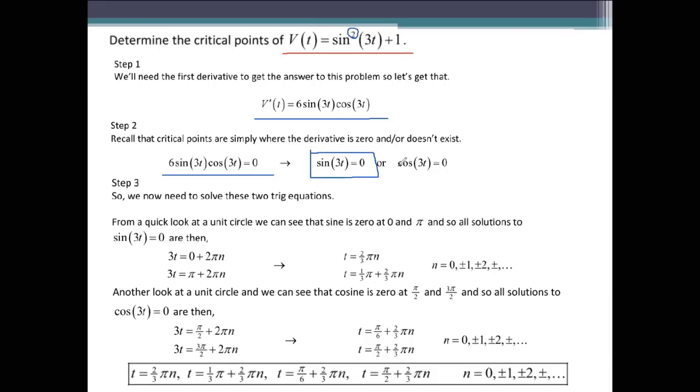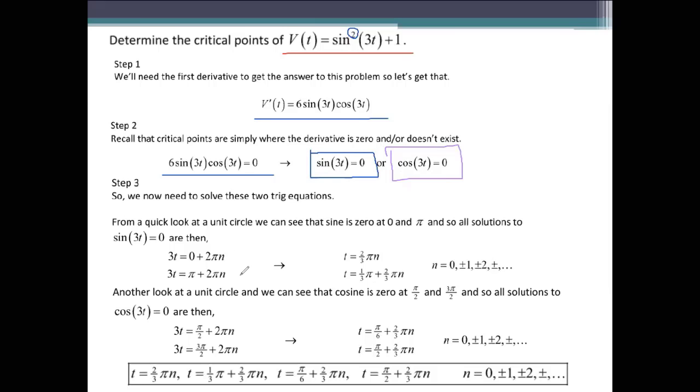And the next one is cosine 3t is 0. So we have two equations, with sine and with cosine, and we need to solve these trigonometric equations. If we begin with sine 3t is 0, what do we get? Sine is 0 when the argument is 0 and when it is pi, plus 2pn. Here 2pn is the period of our sine function.